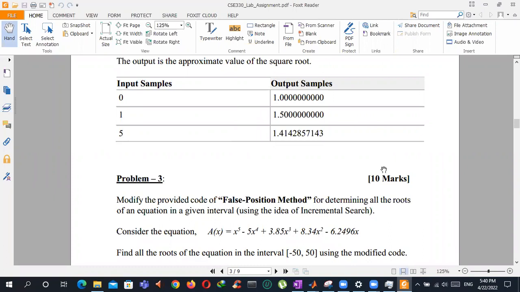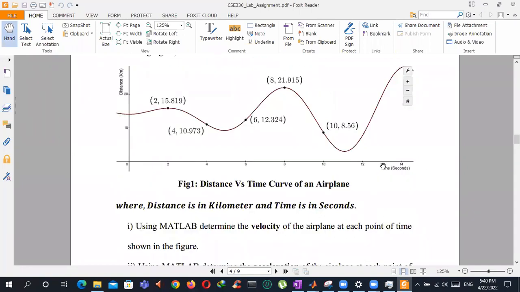The two files that I uploaded, one is regarding numerical differentiation and the second one is regarding roots of equation, right? So those two would be good enough, I guess.